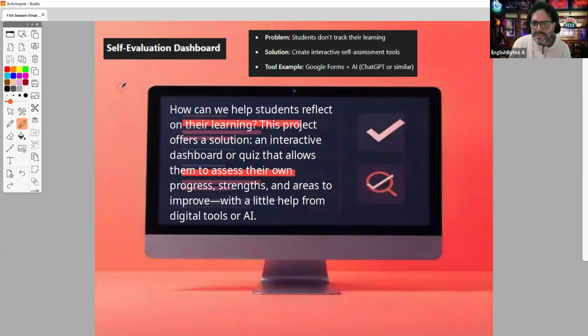Self-evaluation dashboard. What's the problem? Students don't track their learning. It's happened to me a lot of times that in the academy, for example, we have like 4 or 5 lessons. Then the 5th or the 6th lesson is a review. And then after the review, we have a checkpoint, which is an evaluation.